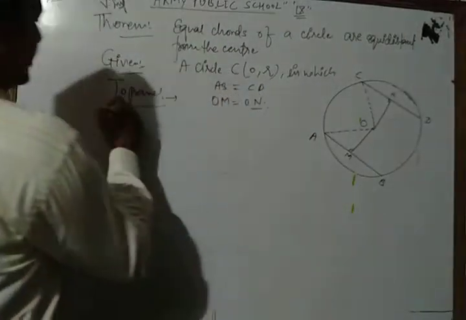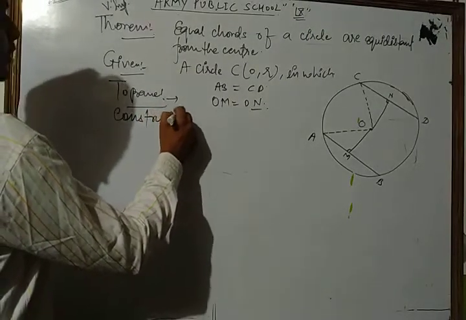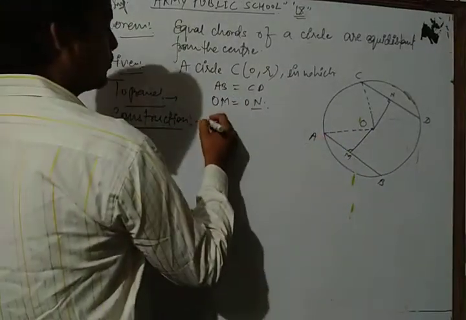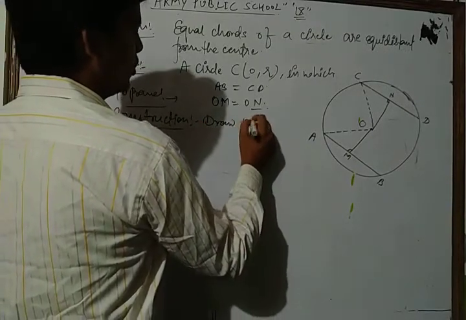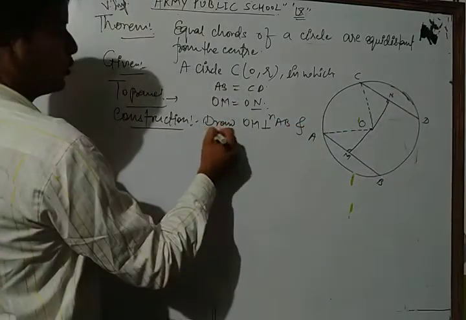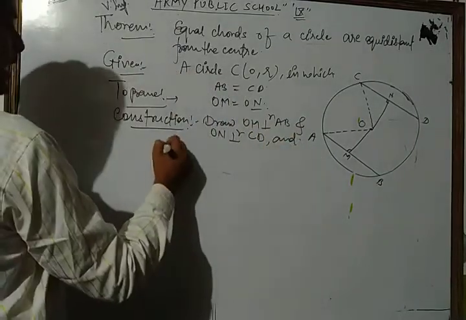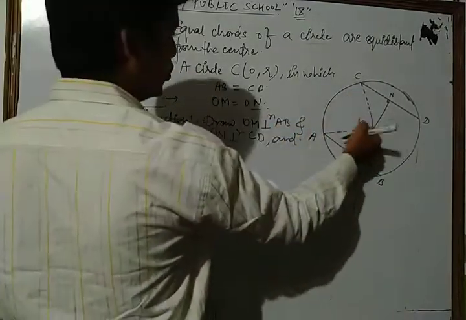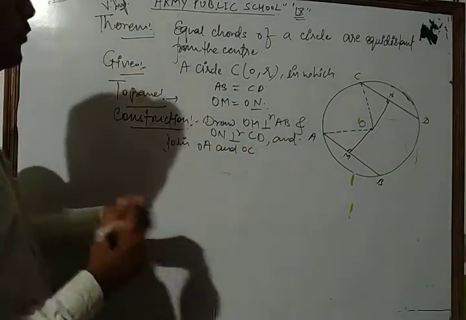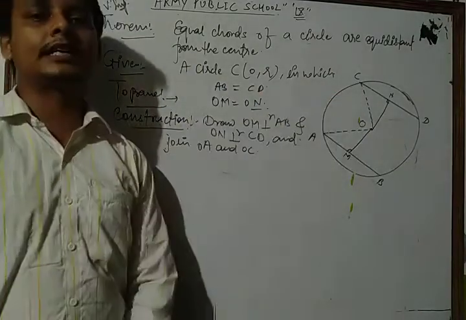Now we write Construction. This is another heading, Construction. What do we do in construction? We draw OM perpendicular to AB and ON perpendicular to CD, and we join OA and OC respectively. These are the constructions which we do in that diagram.